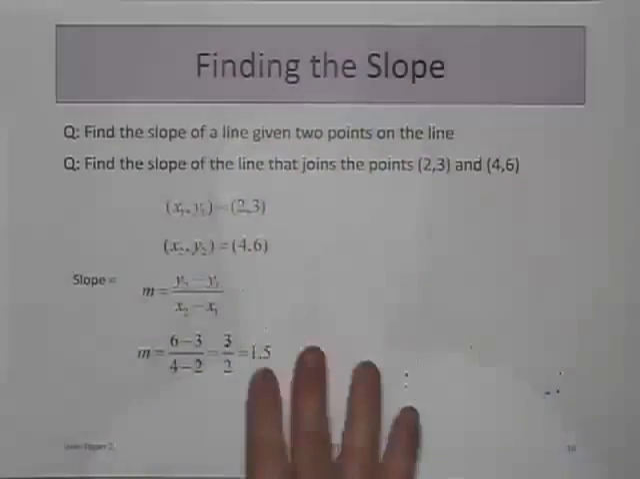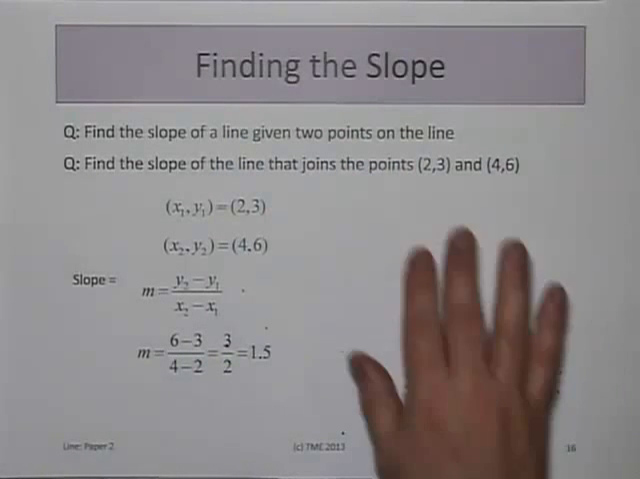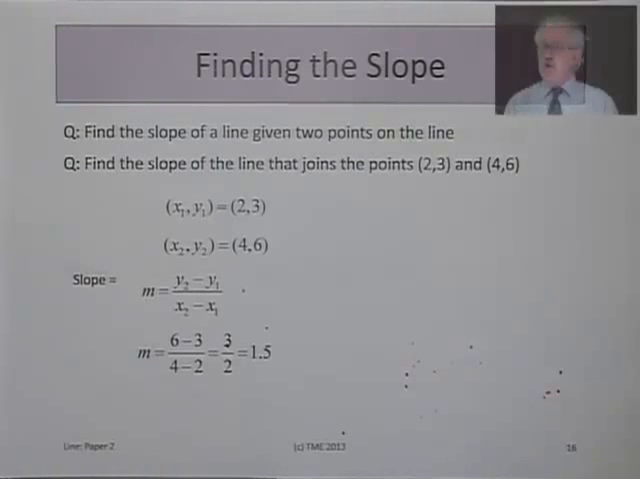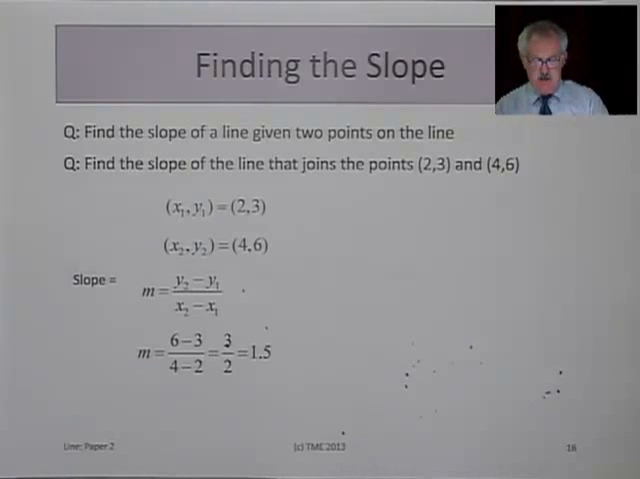Now we look at the slope. Find the slope of a line given 2 points on the line. And here we take the points 2, 3, and 4, 6. So again, it's useful sometimes to visualize this, but maybe they don't want it visually. They say they want it algebraically.